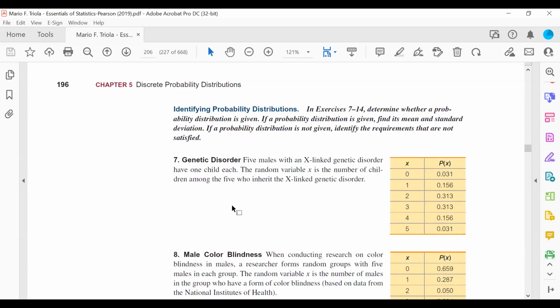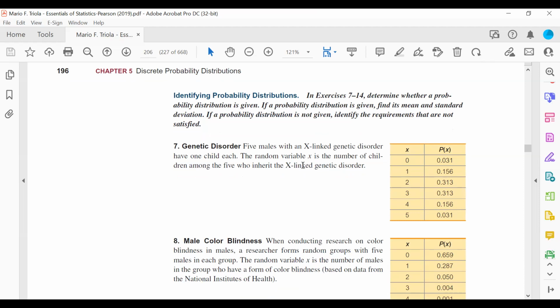All right, so let's try number 7. So let's see, number 7. Let's add the P of X numbers first. Do they add up to 1? All right, so let's add them up.